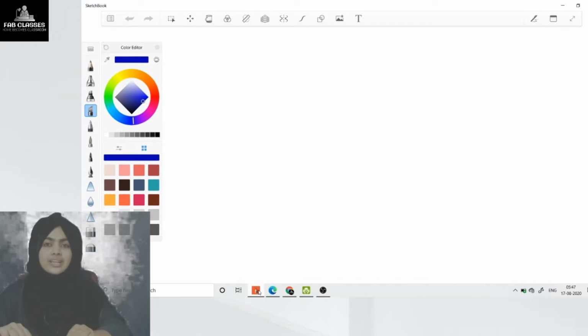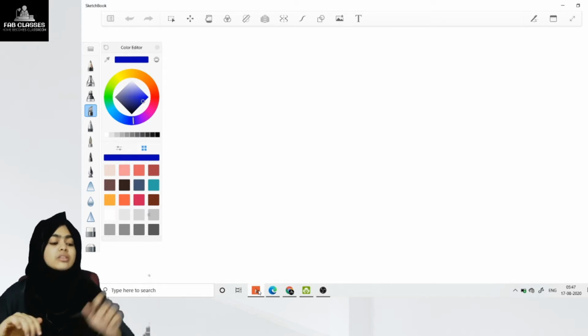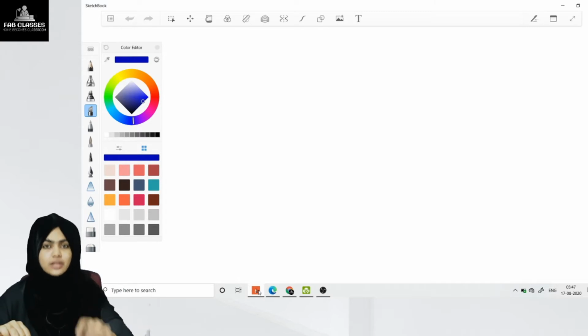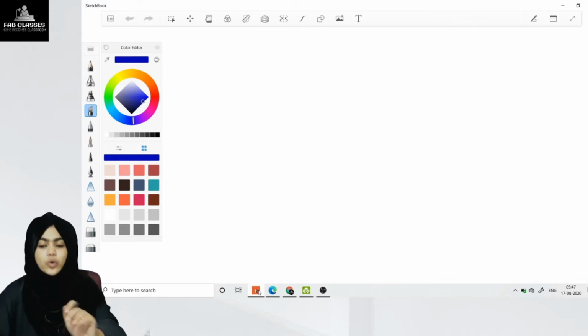Anyhow, today I'm starting a series of solving the illustrations of Paper 1 Accountancy in the CA Intermediate syllabus. What I'm going to do is solve all the illustrations and the practical questions given in the ICAI study material of accountancy.